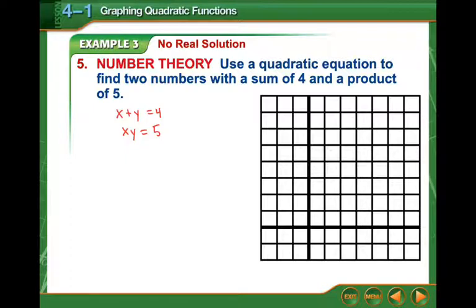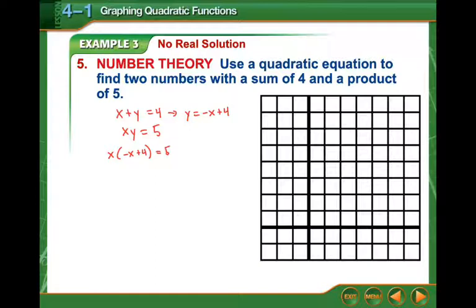So what we really want to do there is manipulate this to where we have one quadratic equation. So that means we're going to take this first equation and solve it for one of the two variables. We're going to solve it for y. All that means is we're going to subtract x from both sides. So this turns into y equal to negative x plus 4. Now we're going to take that and plug it into y for the second one.